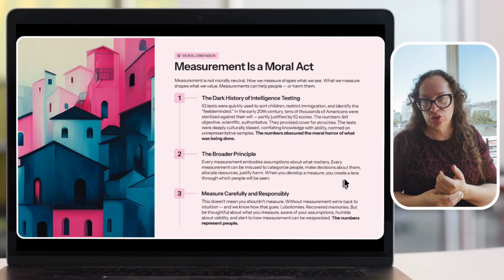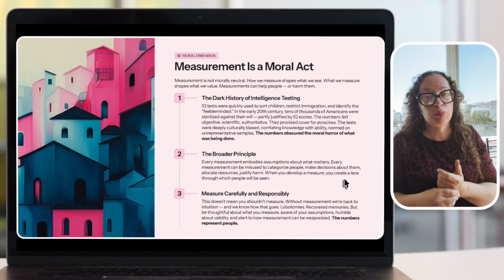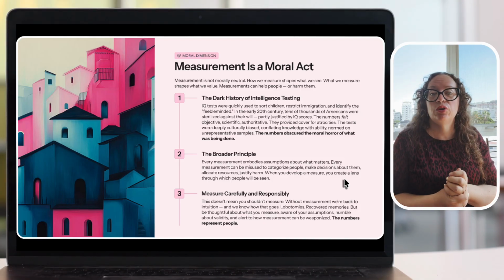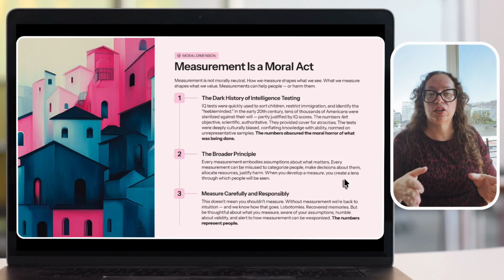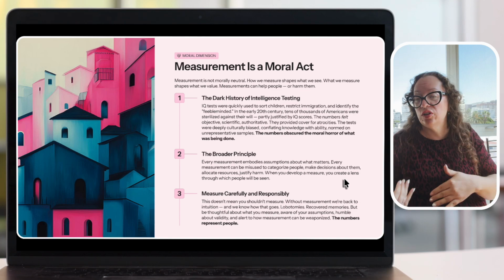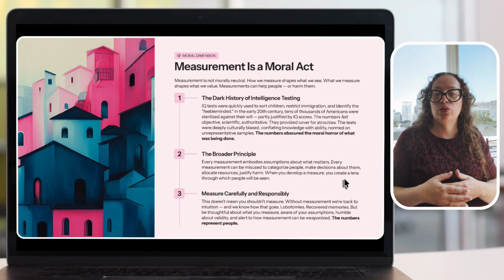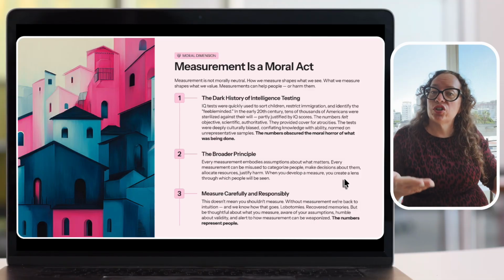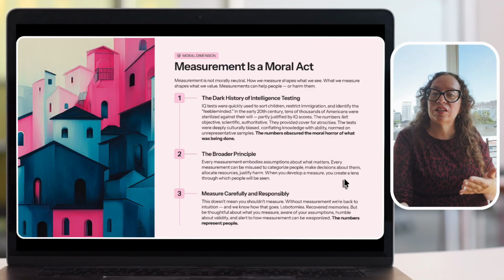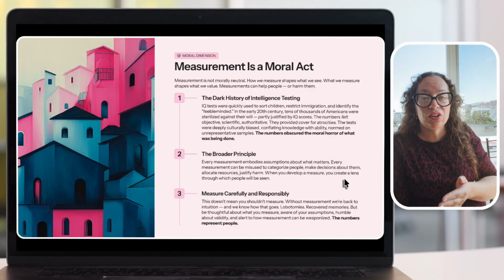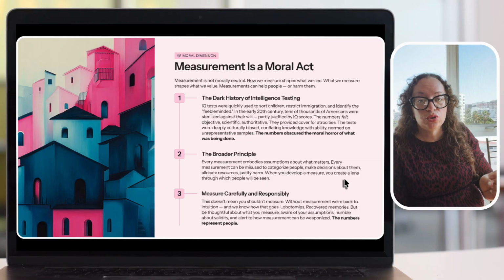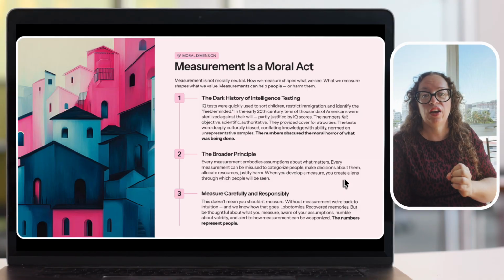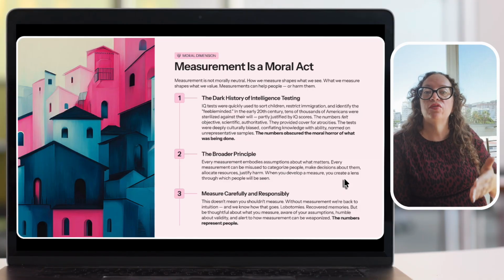IQ tests were developed in the early 20th century, and very quickly they were put to use classifying people. They were used to sort children into educational tracks. They were used to determine who could immigrate to the United States. They were used to identify who was feeble-minded or mentally retarded or dumb. And they were used to justify eugenics. In the early 20th century, tens of thousands of Americans were sterilized against their will. They were institutionalized and they were sterilized, so they couldn't have children because they were judged unfit to reproduce.